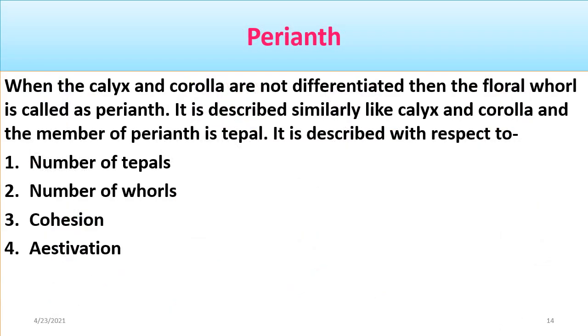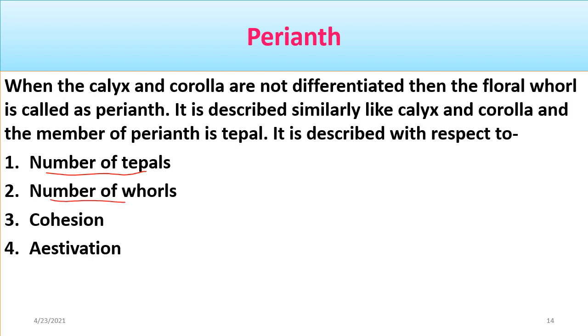Then next, when there is no differentiation of calyx and corolla in a flower, and only one floral whorl is present instead of calyx and corolla, that floral whorl is called perianth. So in perianth, what is studied? The number of perianth members. It may be 1, 2, 3, 4, 5, 6. It depends from flower to flower and differs from species to species.